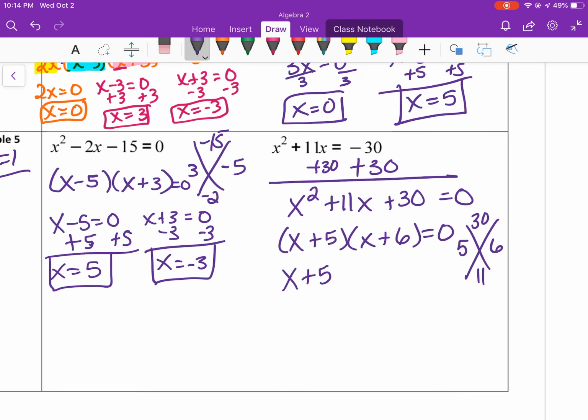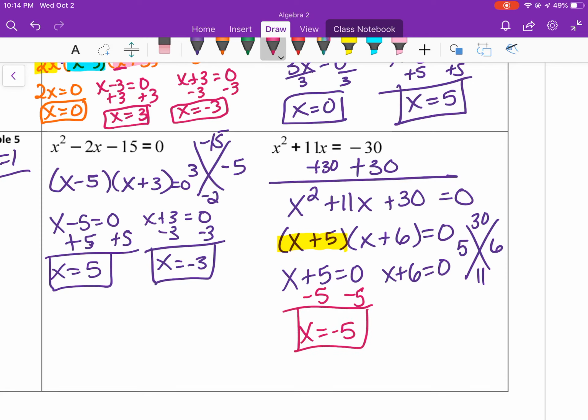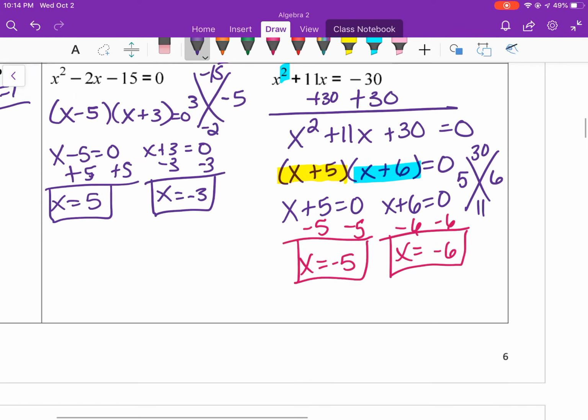Then you set each of those factors equal to 0. Because if x is -5, this factor would be 0, and then 0 times 1 would be 0, so that would make the equation true. I got -5 by subtracting 5 on both sides. And then for this side, if x is -6, then I would have -1 times 0, which is still 0, would make the equation true. I got -6 by subtracting 6 on both sides. So I get 2 answers there. X equals -5 and x equals -6. Note that my exponent was 2, so I have 2 answers.